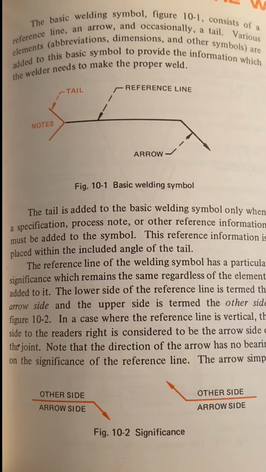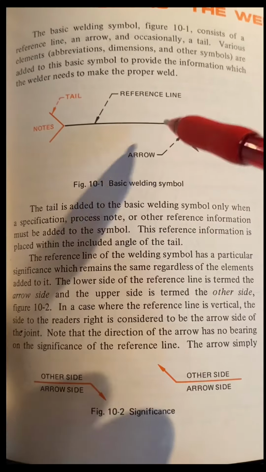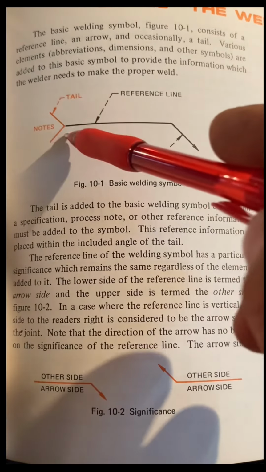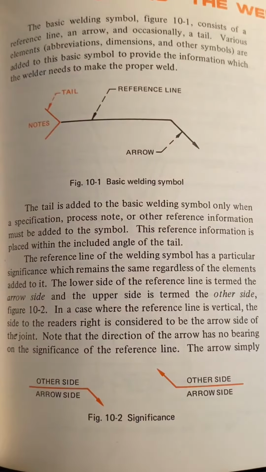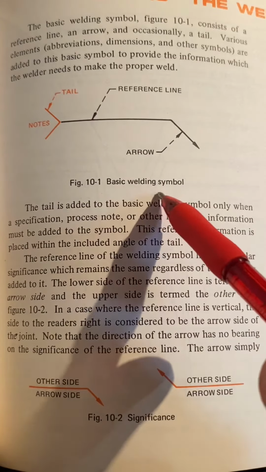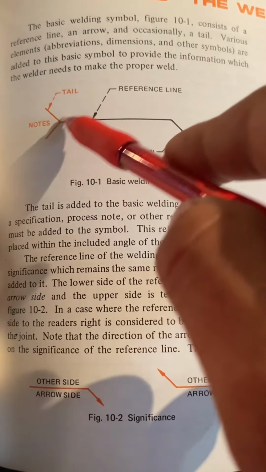The basic welding symbol, figure 10-1, consists of a reference line, an arrow, and occasionally a tail. Various elements, abbreviations, dimensions, and other symbols are added to this basic symbol to provide the information which the welder needs to make the proper weld. That's figure 10-1, basic welding symbol. Reference line, arrow, occasionally a tail.